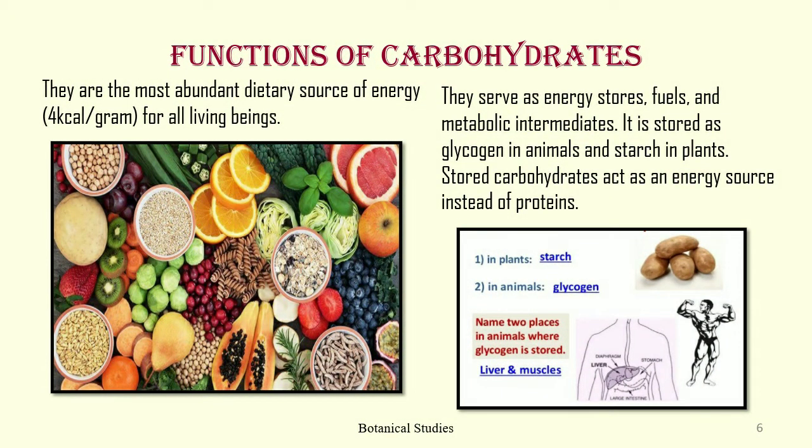Functions of carbohydrates. Carbohydrates are the most abundant dietary source of energy. From 1 gram of carbohydrate, we can get 4 kilocalories of energy for all living beings. Carbohydrates serve as energy stores, fuels, and metabolic intermediates. They are stored as glycogen in animals and starch in plants. Stored carbohydrates act as an energy source instead of protein.